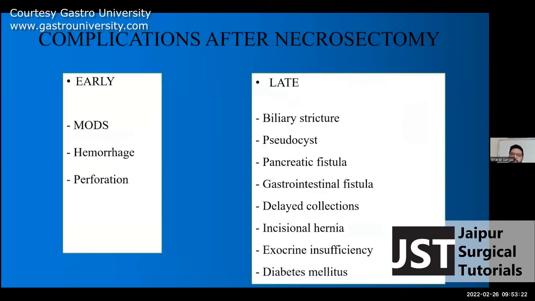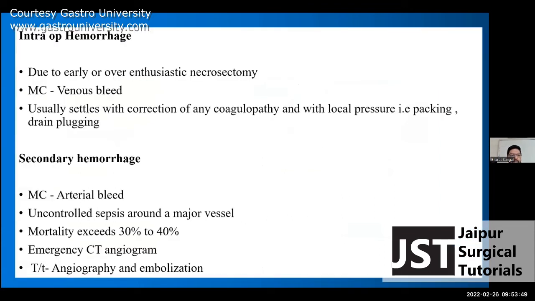So there are certain complications which we must keep in mind after necrosectomies, which can be grouped as either early or late. Early can be any organ failure, multiple, and any hemorrhage or perforation. Late complications such as pancreatic fistula, biliary stricture, any enteric fistula, delayed collections, and eventually in long-term patients having incisional hernias, exocrine or endocrine insufficiencies.